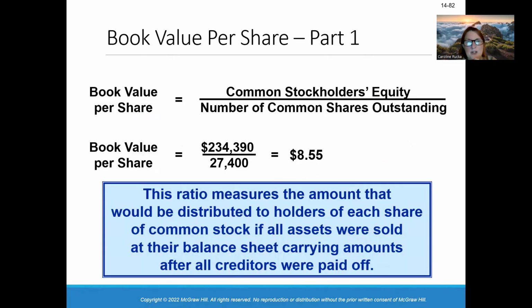Book value per share. This is the common stockholders' equity divided by the number of common shares outstanding. This measures the amount that would be distributed to the stockholders if the company had to be liquidated tomorrow. If the company fails, the assets have to be liquidated. How much are you going to get?